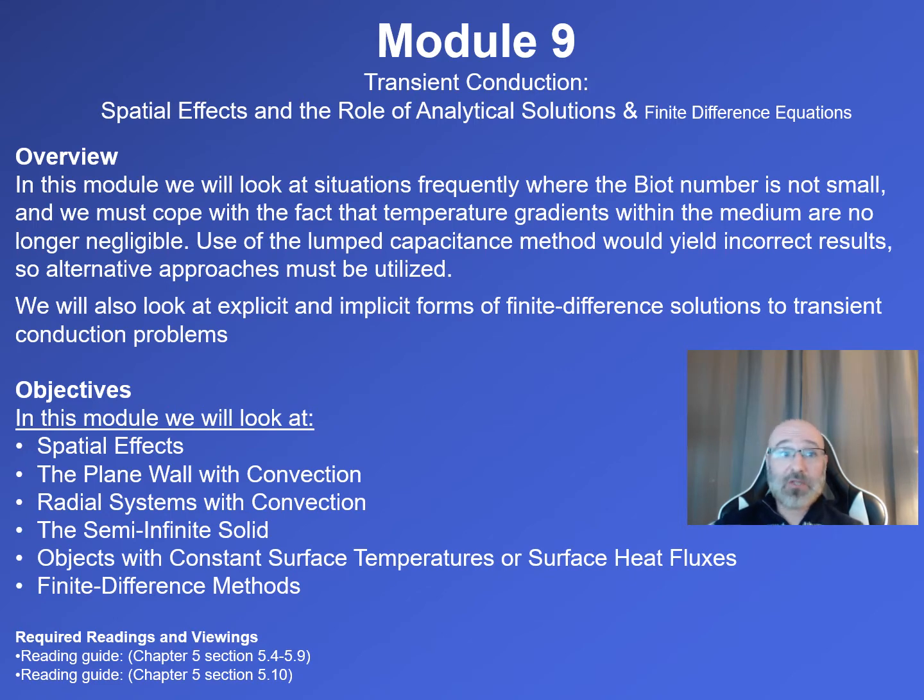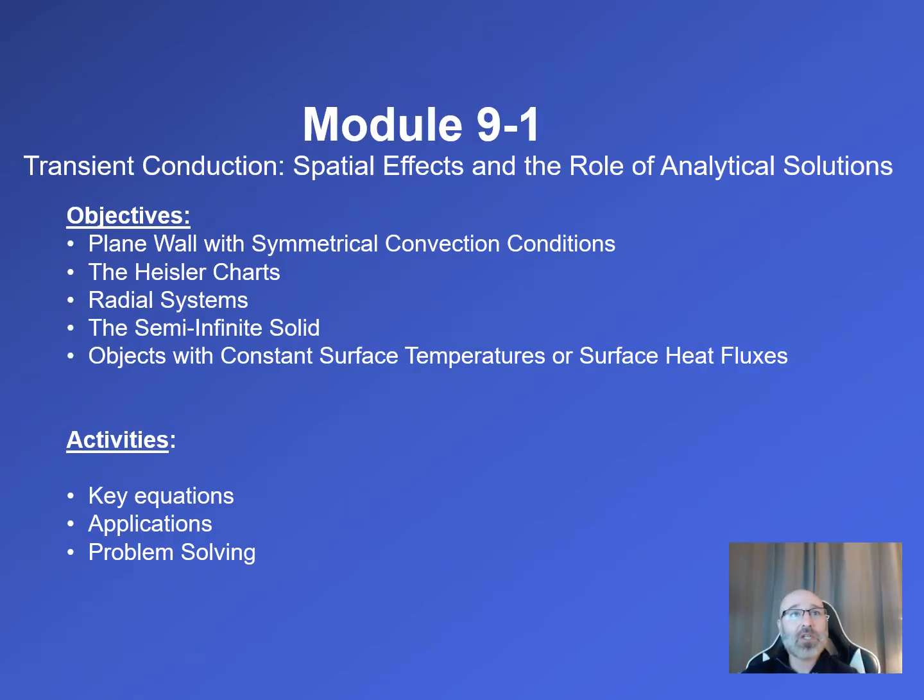As this relates back to our textbook, these are our reading guides as we wrap up Chapter 5. For Module 9.1, we're taking a look at transient conduction, dealing with our spatial effects and the role of analytical solutions, in particular looking at some alternative approaches. Some of the objectives are our plane wall with symmetric convection conditions, Heisler charts, some radial systems, semi-infinite solids approaches, and objects with constant surface temperatures or surface heat fluxes. We'll go through the governing theories, take a look at some key equations, talk about some practical applications, and then go through some problem solving together.